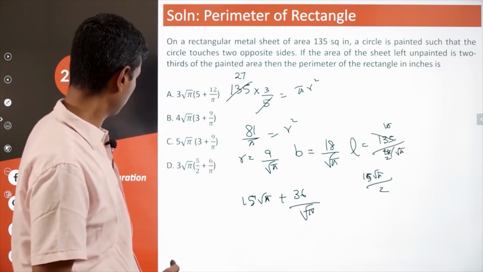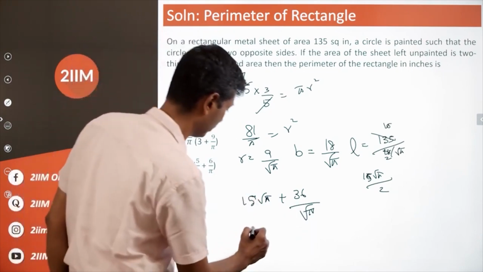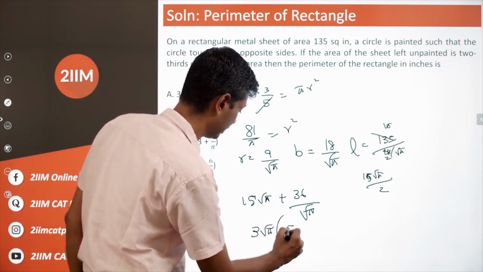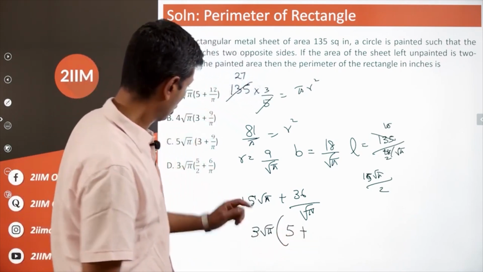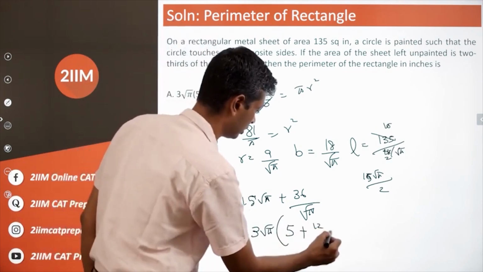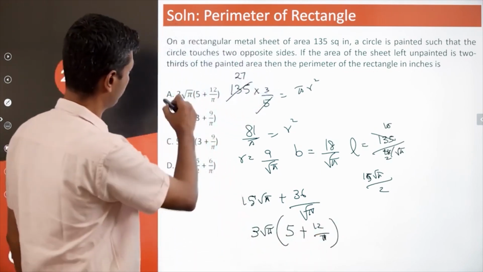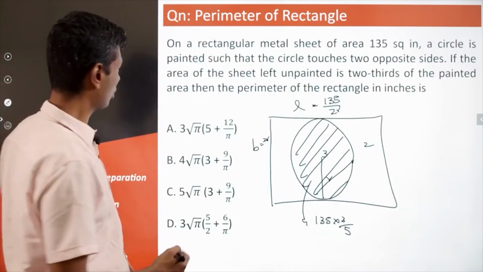Let us see whether that works out. We're taking a root pi out common. We can take a 3 out common. So we take a 3 root pi out common. There will be 5 left here plus 12 by pi. Yep. Luckily enough, we have a choice that matches: 3 root pi into 5 plus 12 by pi. That's the answer. And very interesting question, but no rocket science here.